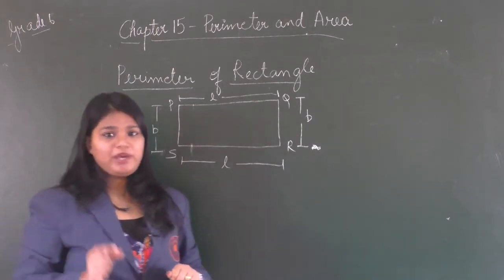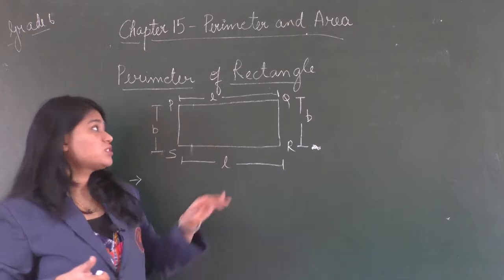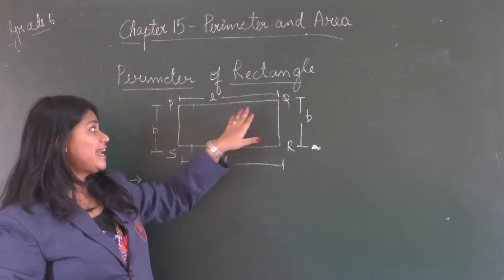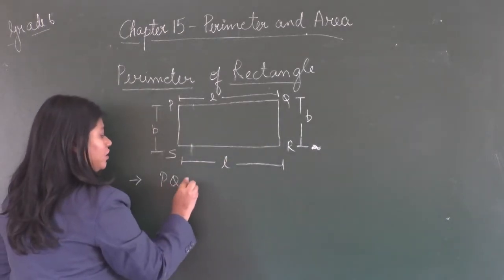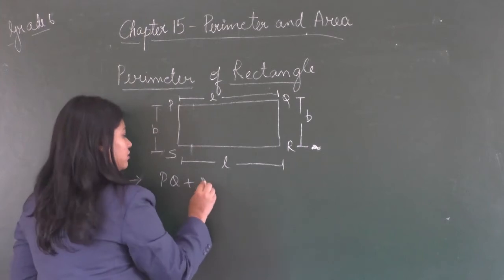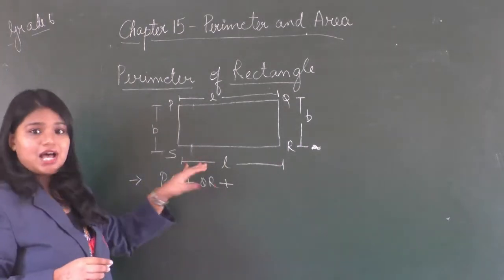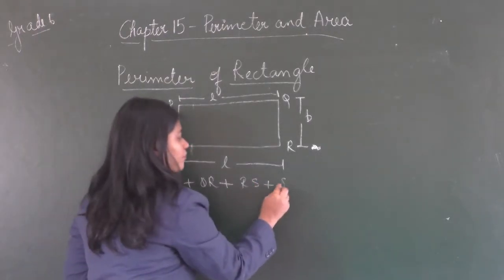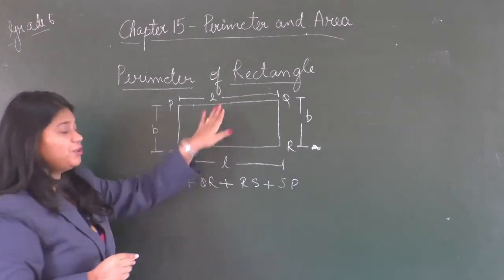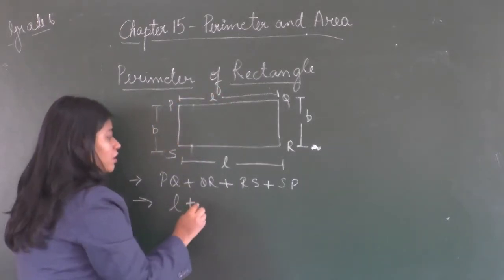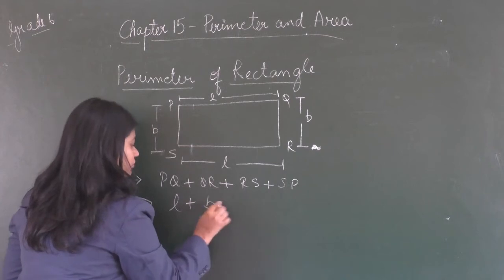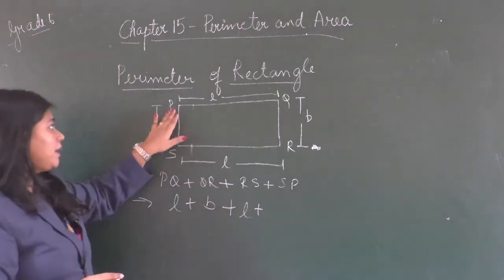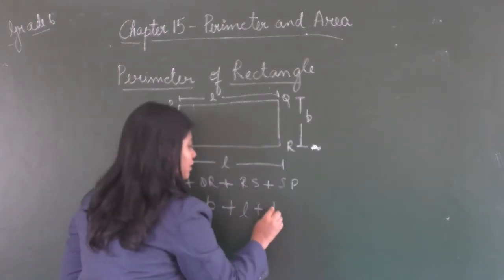So according to the formula for perimeter, we know that perimeter is equal to sum of all sides. So let's apply that formula here as well. So we have the sides as PQ plus QR plus RS plus SP. Now PQ is equal to L, QR is equal to B, RS is equal to L, and SP or PS is equal to B.